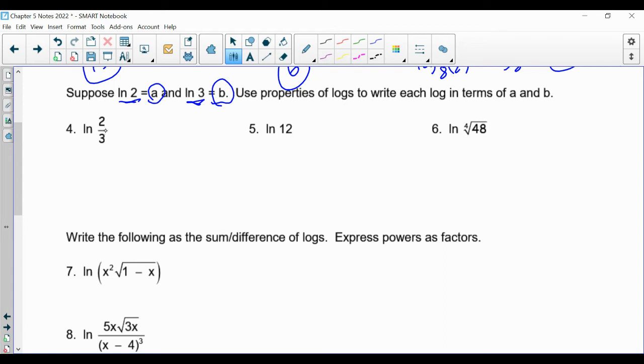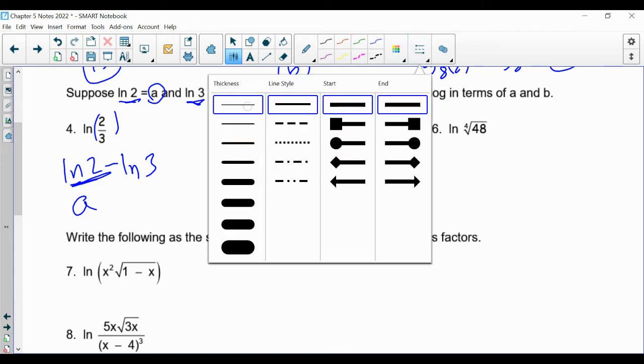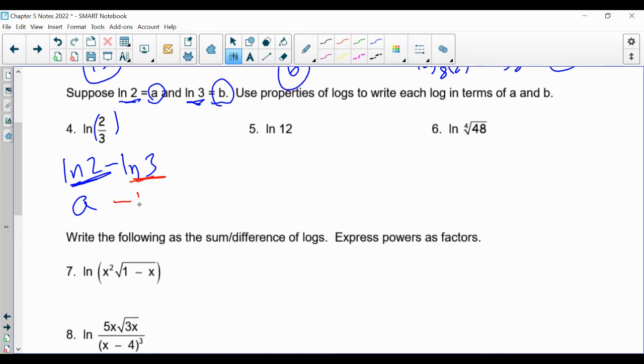So here we're going to use our property because right now we have natural log of 2/3. We want natural log of 2 and natural log of 3 to show up. We don't have that yet. We have natural log of 2/3. So to break this up, because it's division, we can break it up as subtraction. So the properties work both ways. We have it as division. We can pull it apart into 2 separate logs that are being subtracted. And now natural log of 2 is a. Natural log of 3 is b, and I have my answer, a minus b.